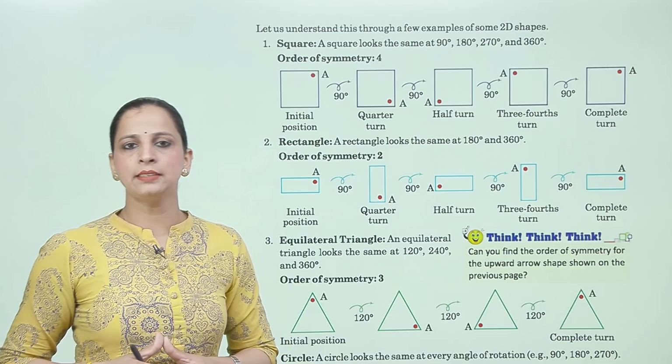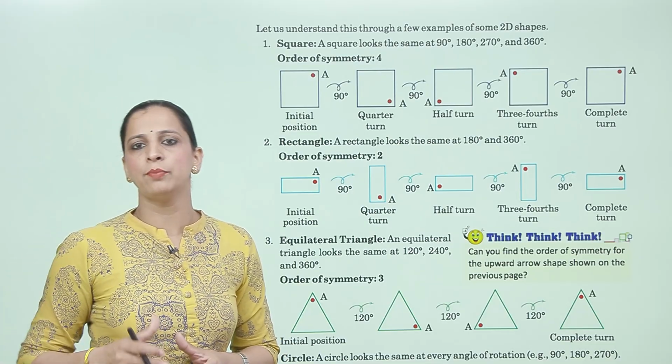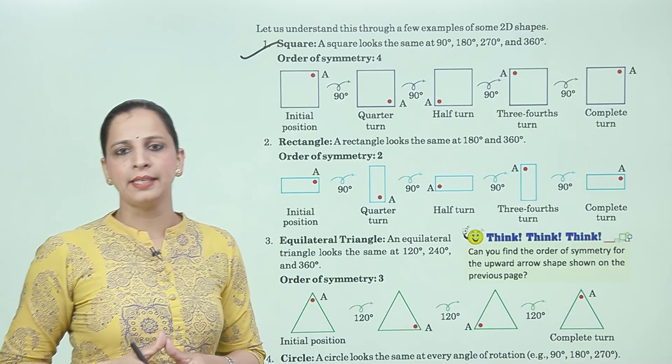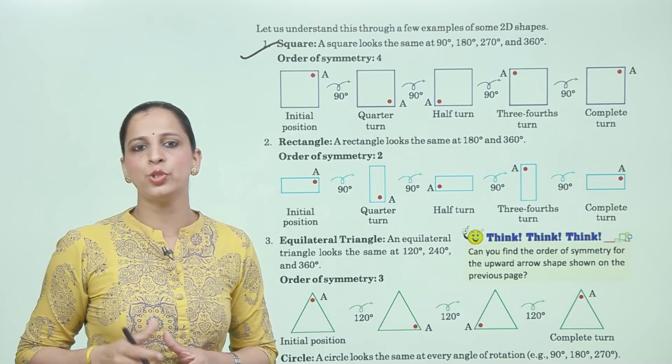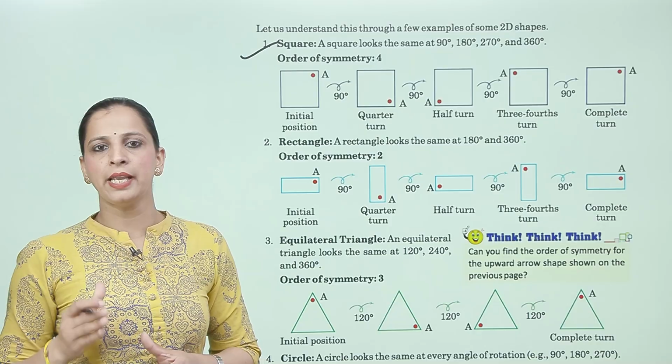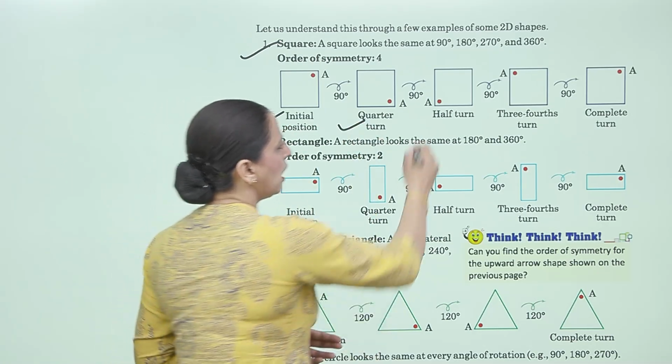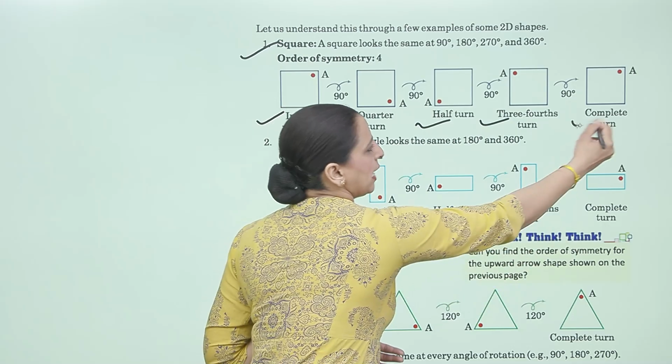Now let us understand this through a few examples of some 2D shapes. First is square. A square looks the same at 90 degree, 180 degree, 270 degree and 360 degree. Order of symmetry is 4. Initial position, quarter turn, half turn, 3/4 turn and complete turn.